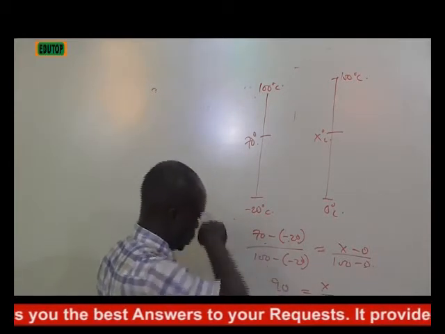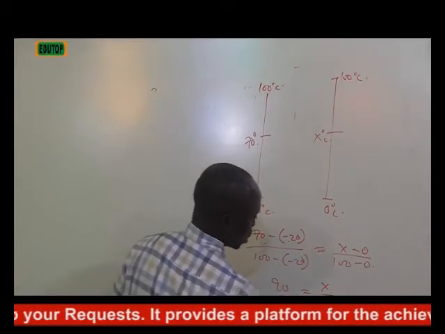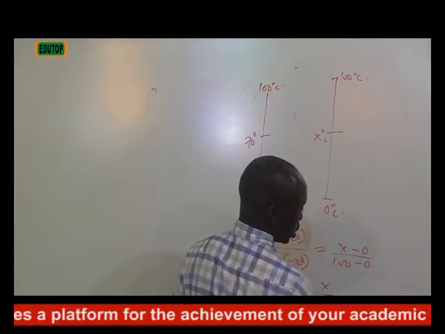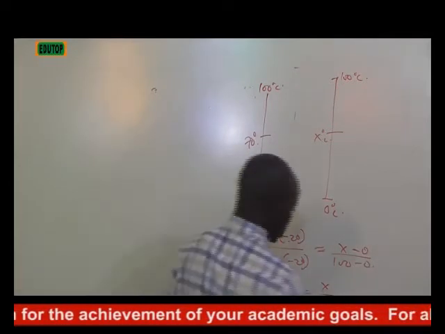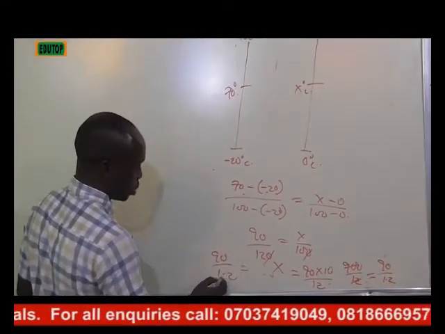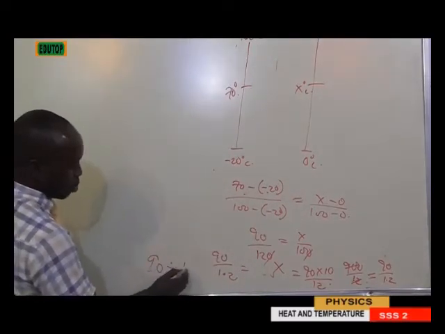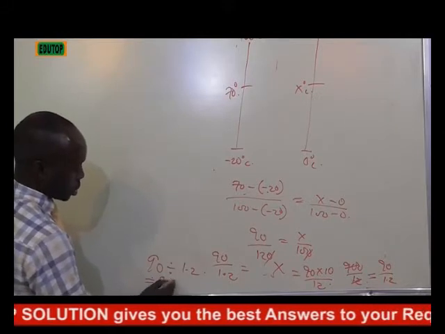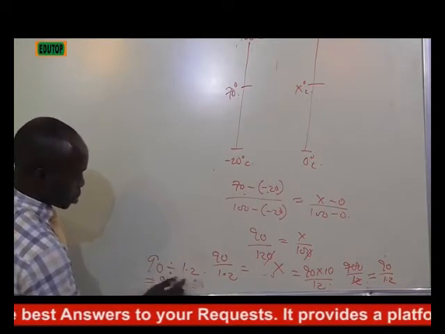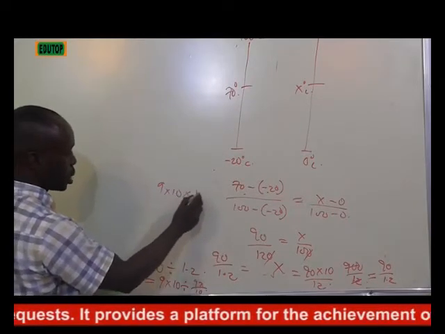The 0 cancels the 0, so x equals 90 times 10 all over 12. You have 900 divided by 12. Dividing by 10 here gives 90, and dividing 12 by 10 gives 1.2, so we have 9 divided by 1.2, which is 9 times 10 times 10 over 12.